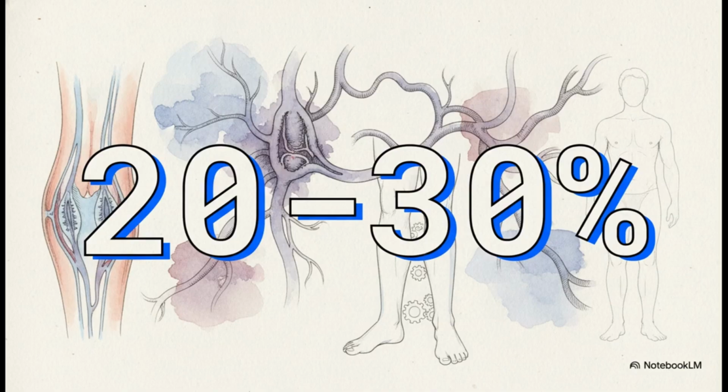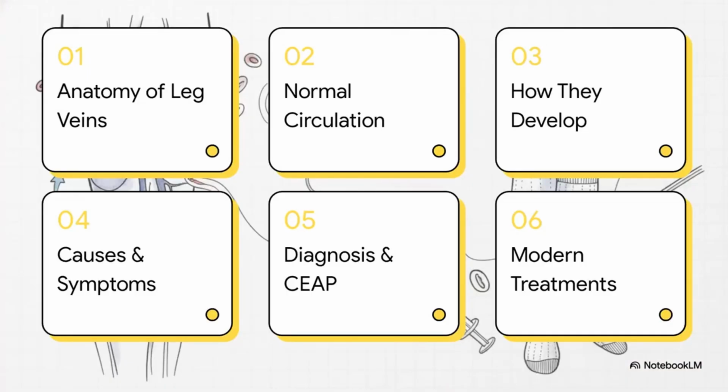And a lot of people tend to brush this off as simply a cosmetic issue. But as we'll see today, it is a genuine, physical, mechanical breakdown. Here's our roadmap for today's explainer: anatomy of leg veins, normal circulation, how they develop, causes and symptoms, diagnosis and CEAP, modern treatments.